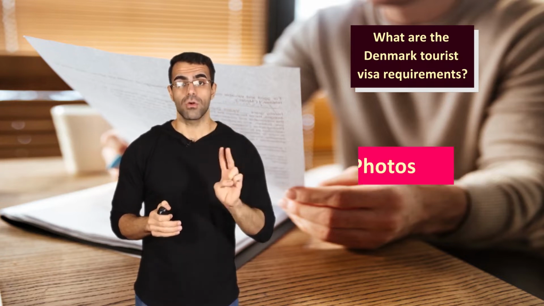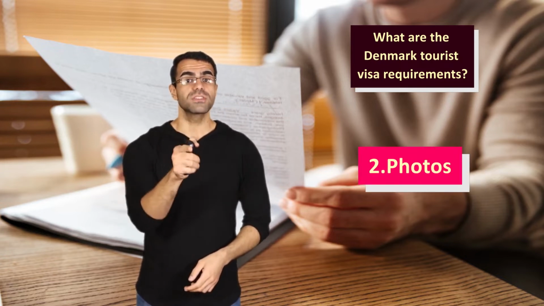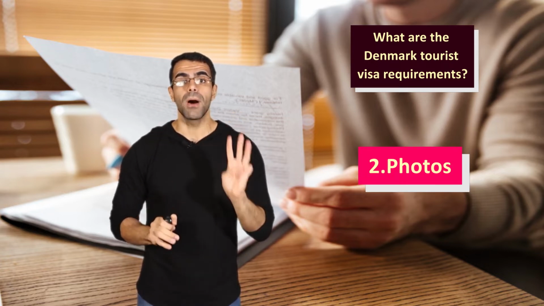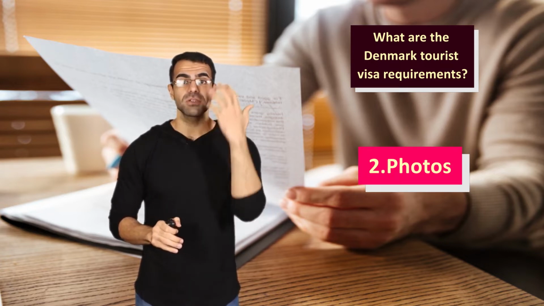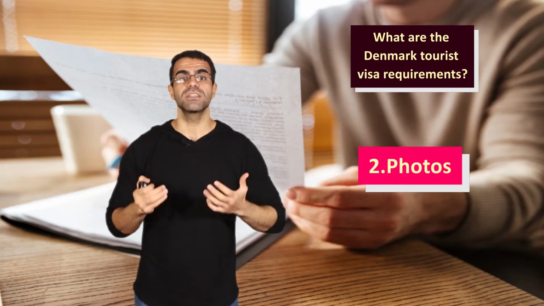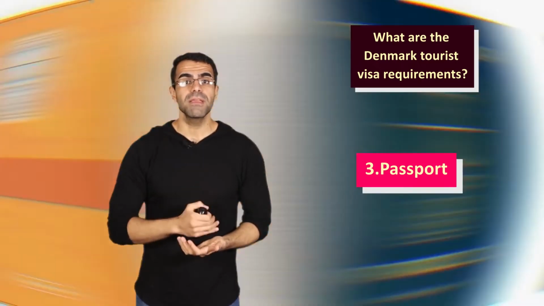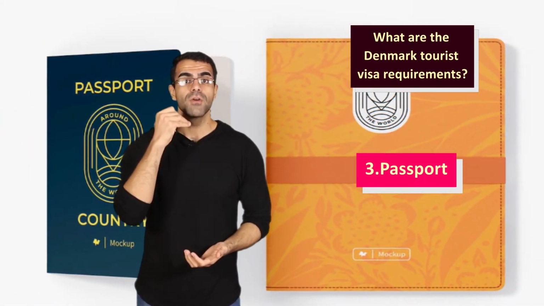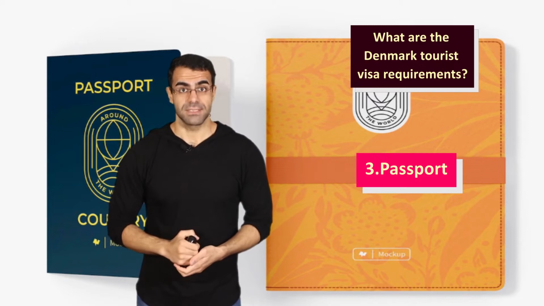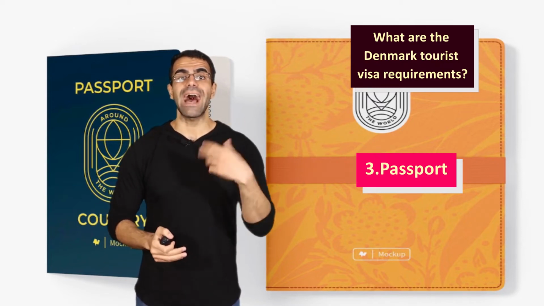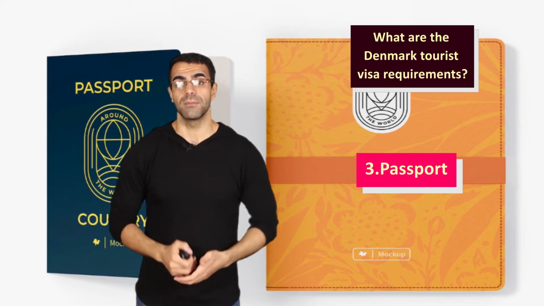Number 2, photos. 2 photos of yourself are needed. They cannot be older than 3 months, and your face must cover 70 to 80% of the photo. Number 3, passport. It must be valid at the time you apply for 6 months. Also, it needs to hold validity for 3 months after the date you're going to leave Denmark.